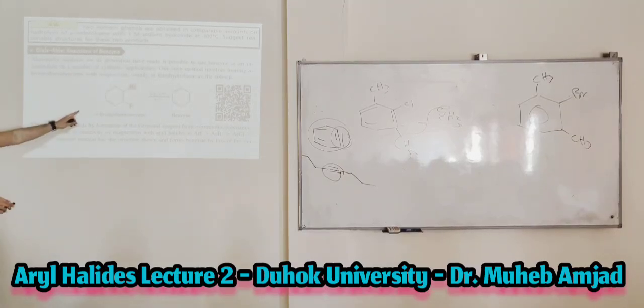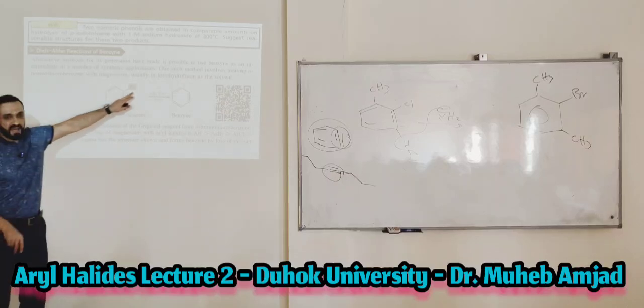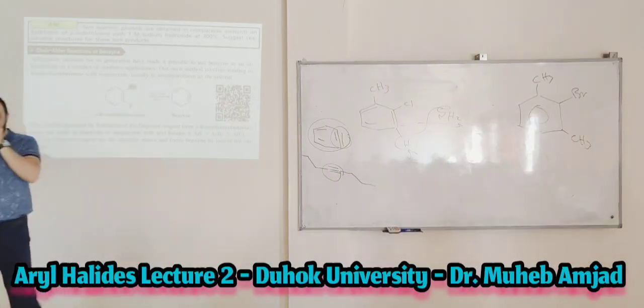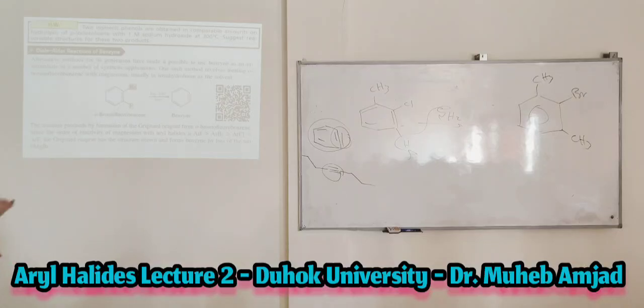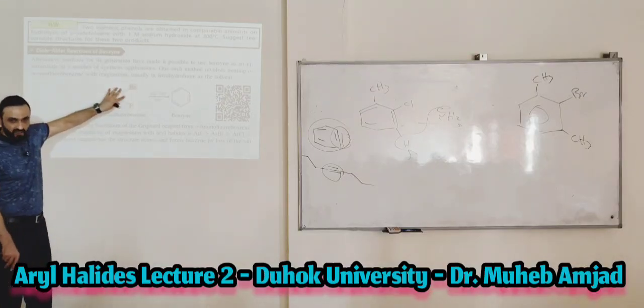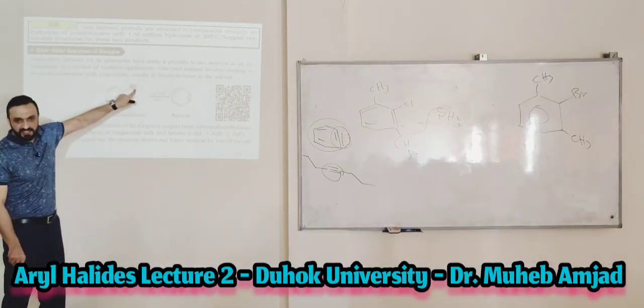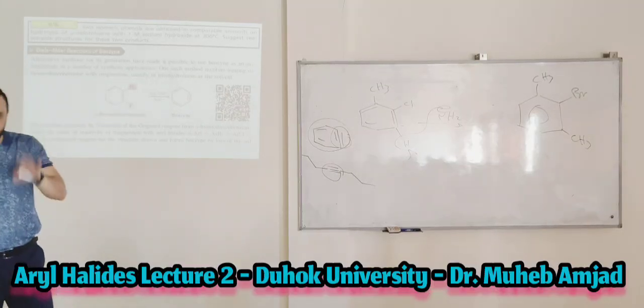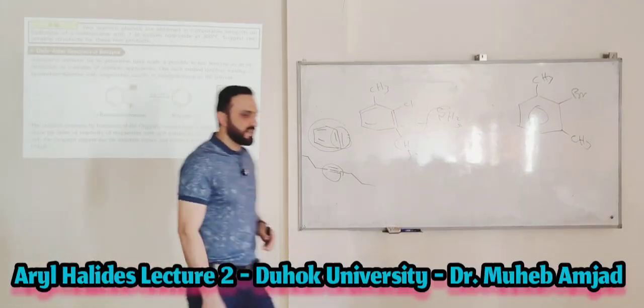Okay, but from what? From the reaction of the aryl halide with magnesium. If the aryl halide reacts with magnesium, it gives you ArMgX, or RMgX. This is the Grignard reagent. Yes, of course, this is the Grignard reagent.